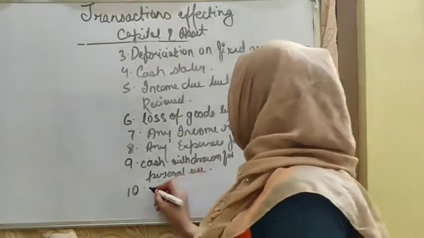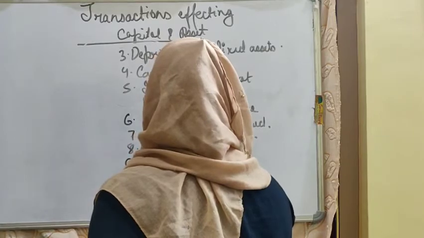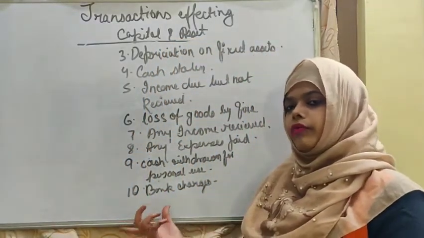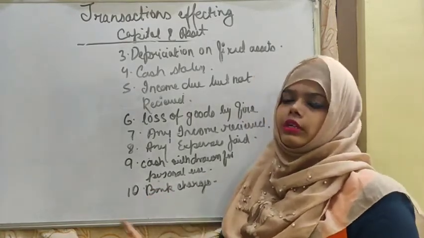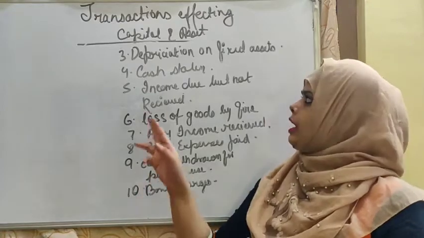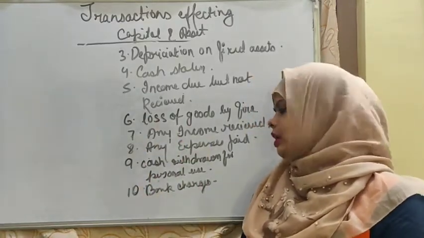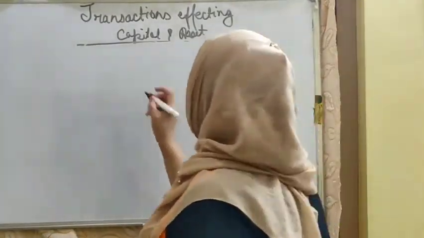The next one, the 10th one, is bank charges. So bank charges will also affect both the capital and the asset part. That is the 11th one.